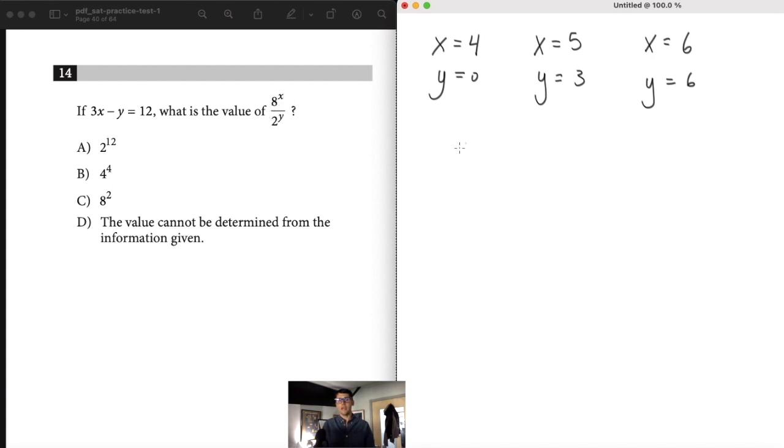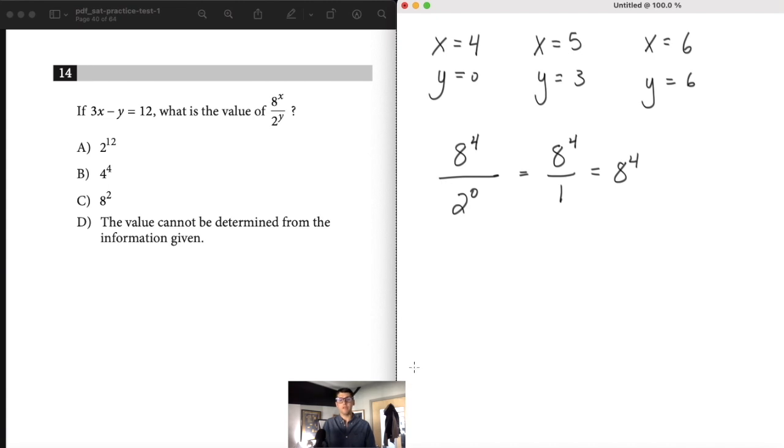So here's the deal. 8 to the power of x, that's 8 to the 4th power, over 2 to the power of 0. Well, 2 to the power of 0 is just equal to 1. Anything to the 0 power is 1, which is kind of weird. But this is 8 to the 4 over 1, which is just 8 to the 4. And you might be saying, hey, Jeremy, there's no answer that says 8 to the 4. Yeah, but what do we know about 8 to the 4?